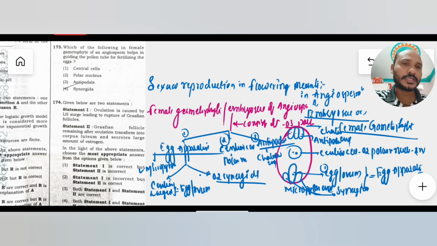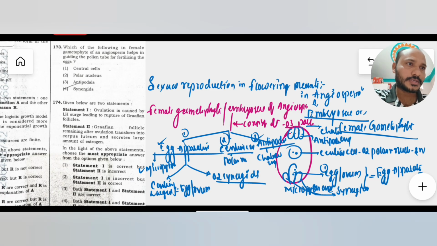Okay, so at the micropylar end we have the egg apparatus. Towards the chalazal end we have antipodal cells. Between the egg apparatus and the antipodals we have the central cell. So like that, in angiosperms the embryo sac contains all these important parts.